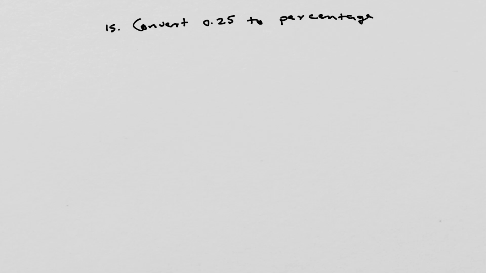For question 15, we are supposed to convert 0.25 to percent. To convert from decimal to percent, you will multiply by 100. Multiplying by 100 simply means the decimal point will move 2 places to the right. So we move the decimal to get 25%.